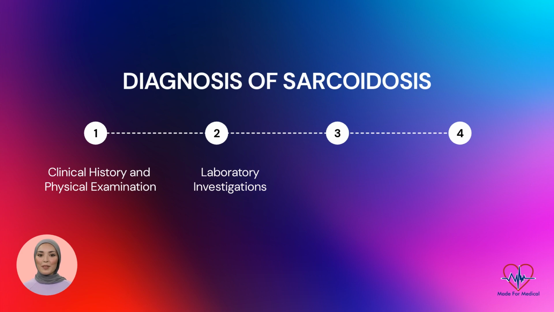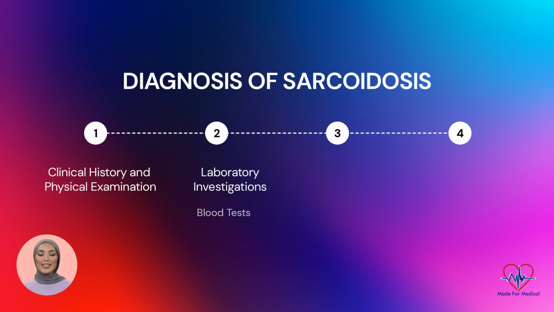Laboratory testing. Laboratory tests are important to support the diagnosis of sarcoidosis. These may include blood tests. Perform a complete blood count, CBC, to assess for anemia or abnormal white blood cell counts. Measure inflammatory markers such as erythrocyte sedimentation rate, ESR, and C-reactive protein, CRP.